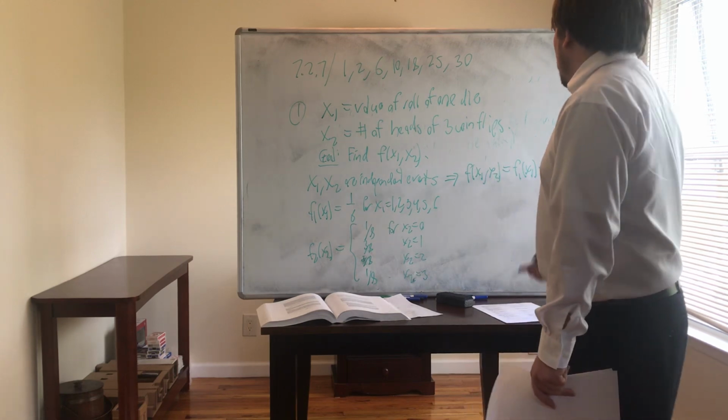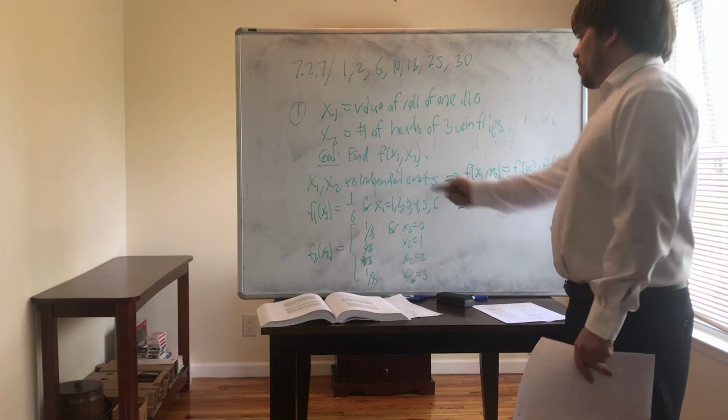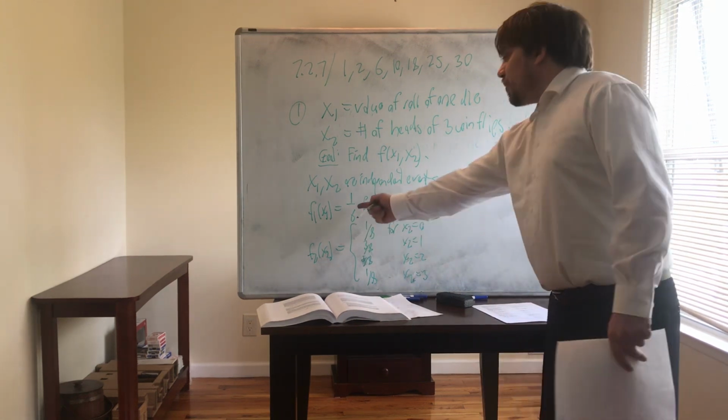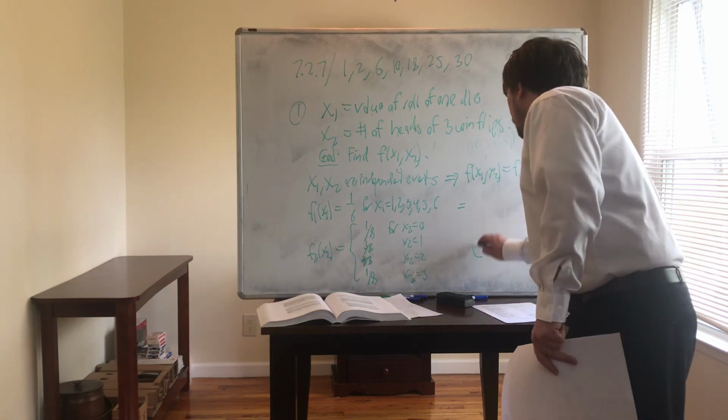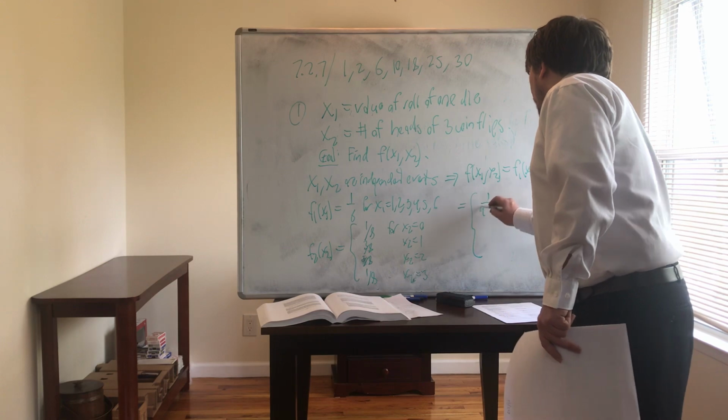And so to find the joint probability function, that's equal to f sub 1 of x1 times f sub 2 of x2, because x1 and x2 are independent events. So that's equal to this function times that one. Well, this is always 1/6, so I'm just going to multiply these values by 1/6. And so I'm going to get 1/8 times 1/6 is 1/48.